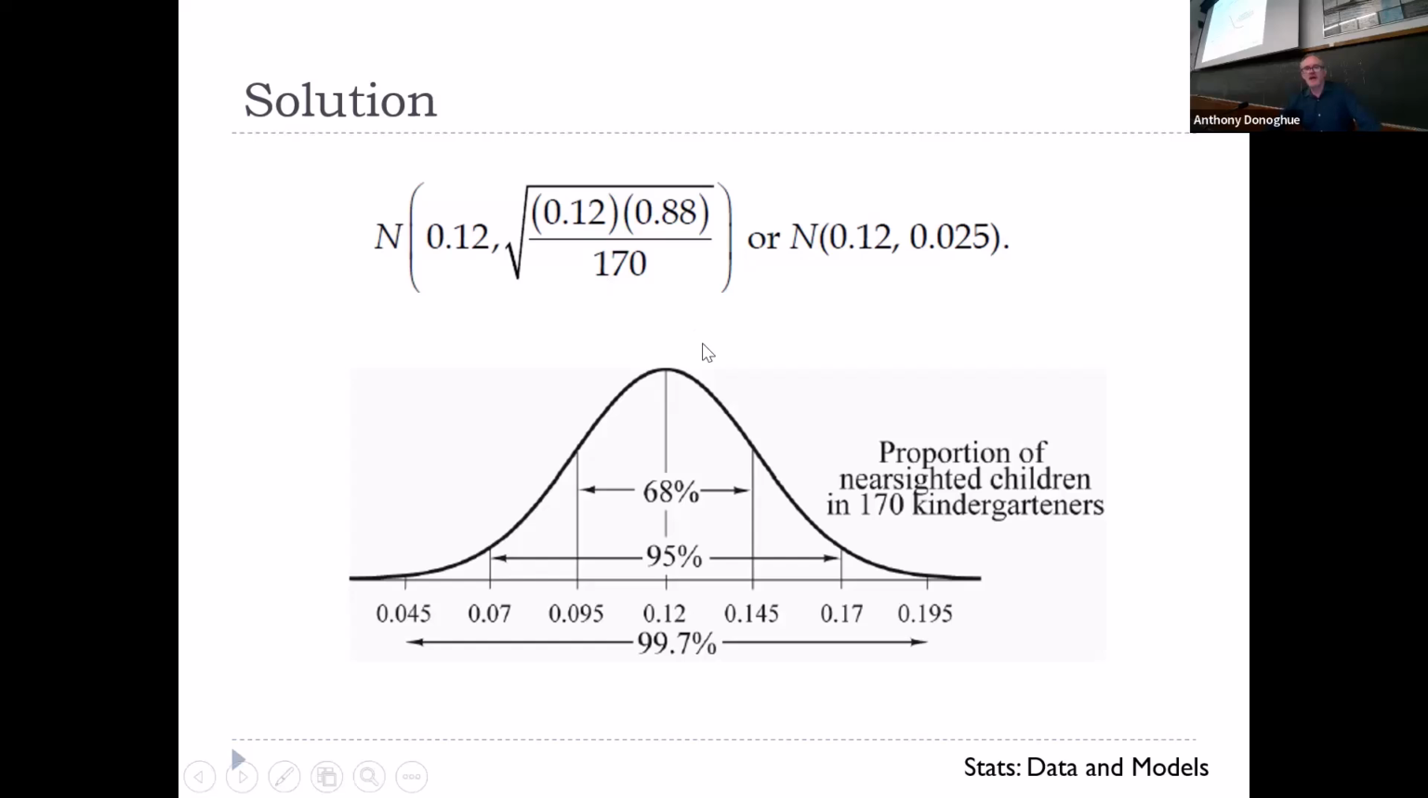The school should expect somewhere between 7% of the students to be nearsighted, up to 17%. Any questions on that?